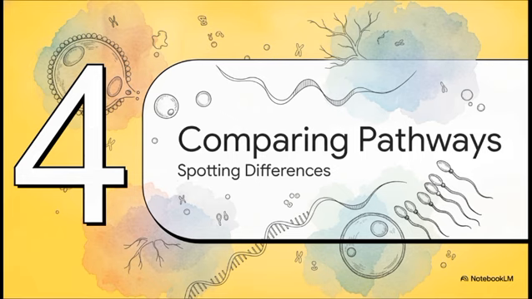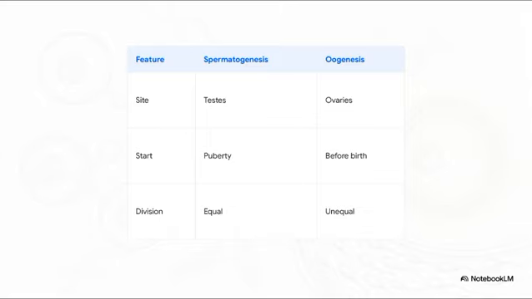Okay, now that we've seen both, let's spot the differences. Understanding how these parallel pathways diverge is absolutely crucial for your exams. Let's compare them side by side. First, the anatomical sites. Spermatogenesis happens in the testes, oogenesis in the ovaries. Second, the start times are starkly different. Males begin at puberty, while females start way before birth during fetal life.